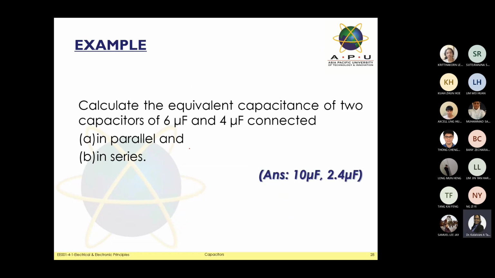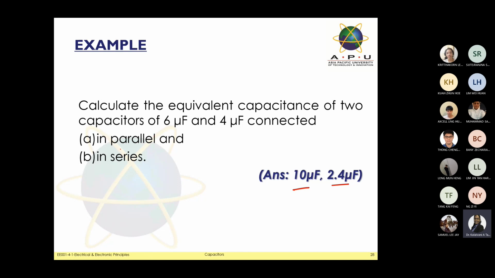So let's see the example you have right now in the capacitance. Miss can say it's very easy. Calculate the equivalent capacitance of two capacitors of 6 micro and 4 micro, connected in parallel and series. Even the answers are already highlighted: 10 and 2.4 micro. But we're not going to do this one, I'm just going to show you the technique for parallel and series.